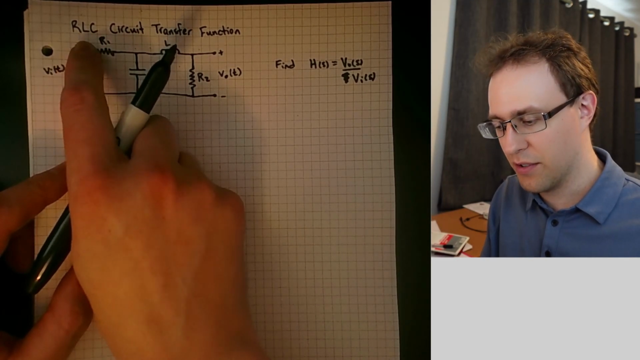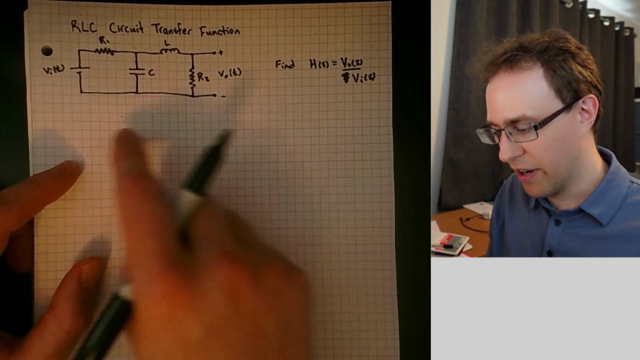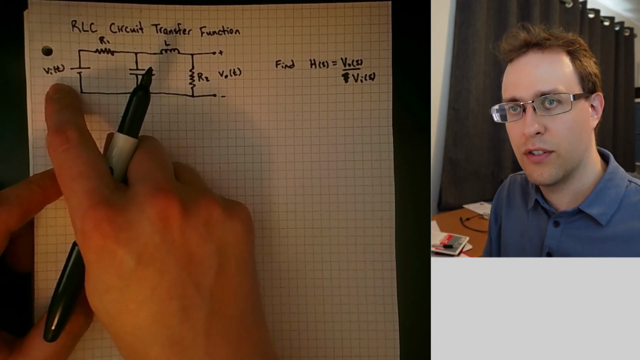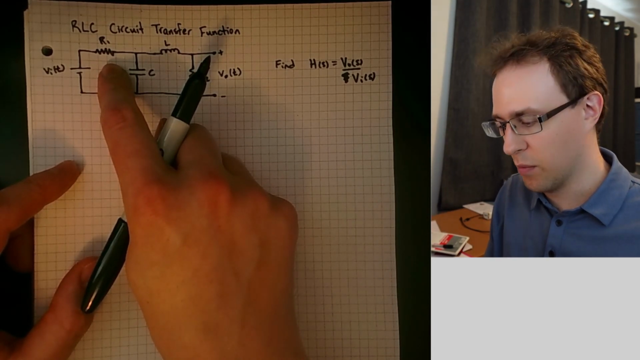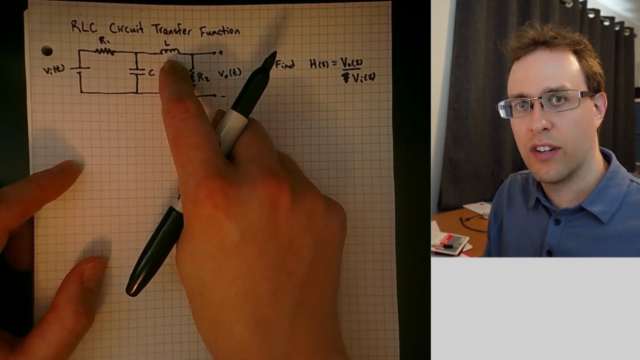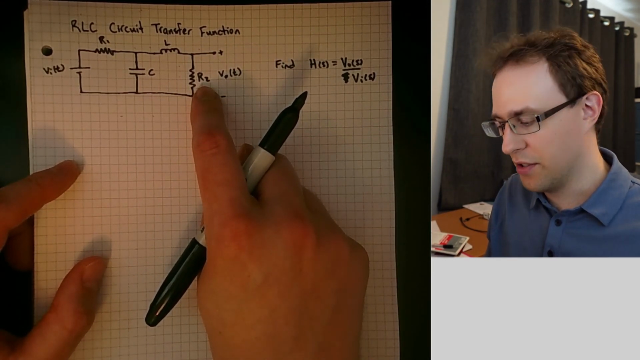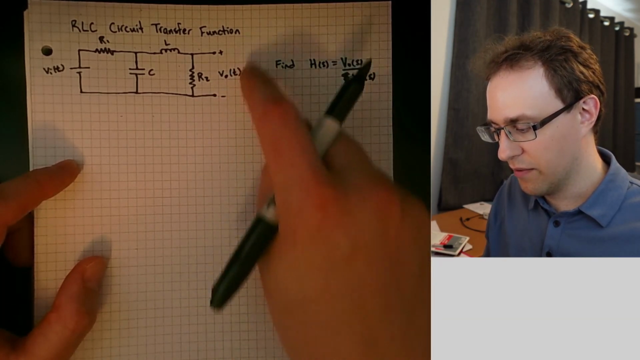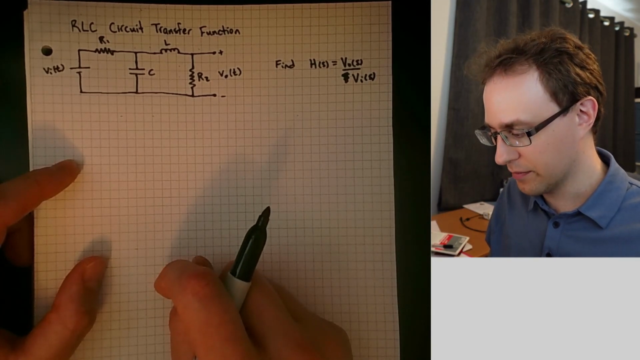So we have resistors, we have an inductor, and we have a capacitor. We see here in the circuit diagram, we start with an input voltage over here on the left-hand side. We have a resistor with resistance R1. We have a capacitor with capacitance C. We have an inductor with inductance L. We have another resistor with resistance R2. And we have our output voltage, which is measured across this resistor R2.